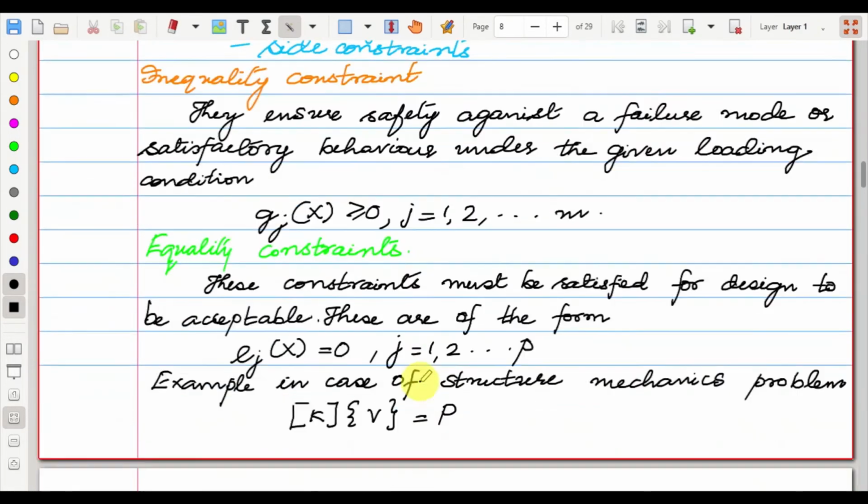Inequality constraints ensure safety against a failure mode or satisfactory behavior under the given loading condition. That is, it will be of the form Gj of x greater than or equal to 0. Equality constraints must be satisfied for the design to be acceptable. It will be of the form Ej of x equal to 0. An example in the case of a structural mechanics problem will be like this.